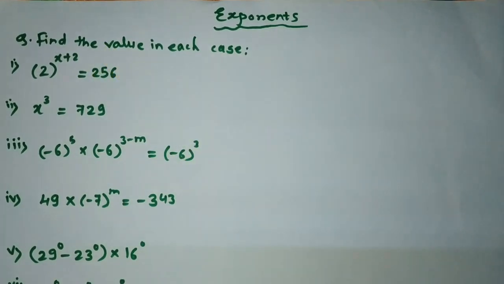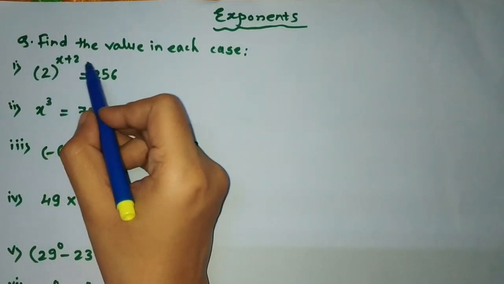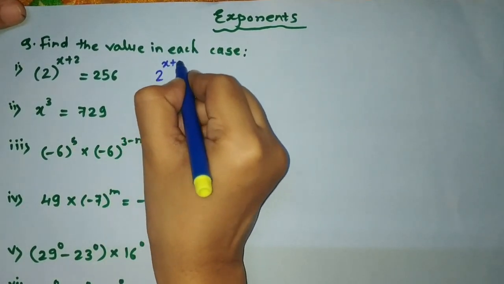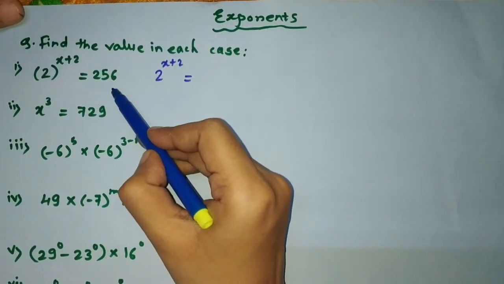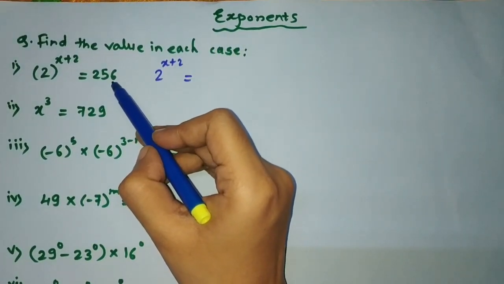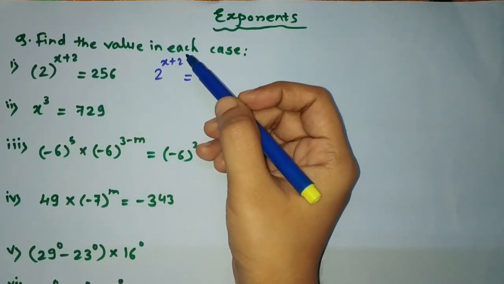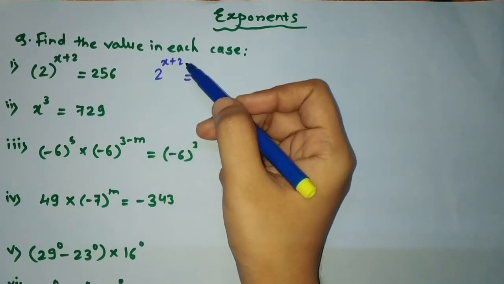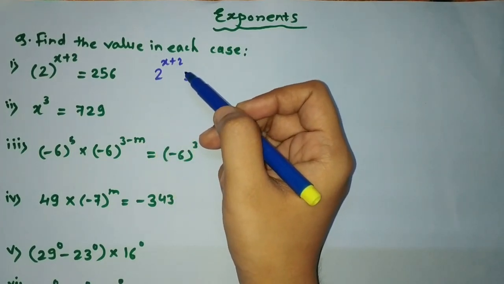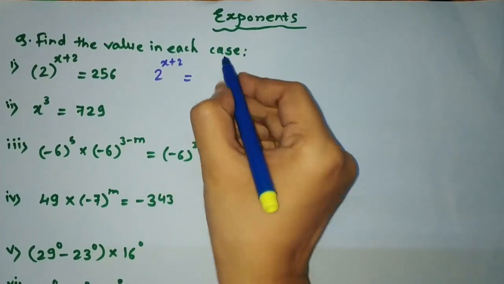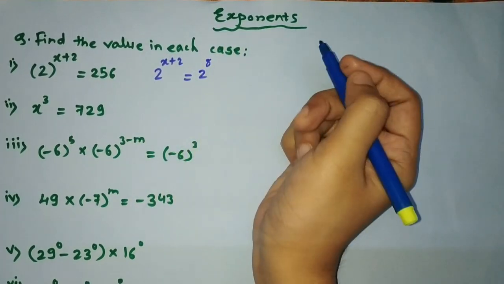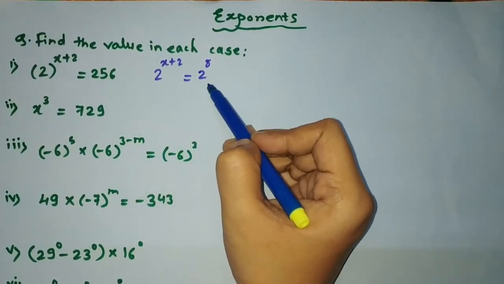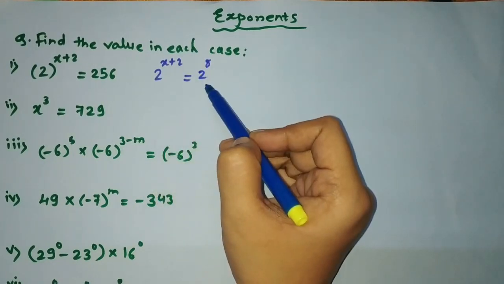We will write 2 to the power x plus 2 is equal to 256. I will try to write 256 in terms of a power of 2. You can find the factors of 256 using prime factorization. I know that 256 is nothing but 2 to the power 8. When you multiply 2 eight times by itself, you get 256. So I can write 256 as 2 to the power 8.